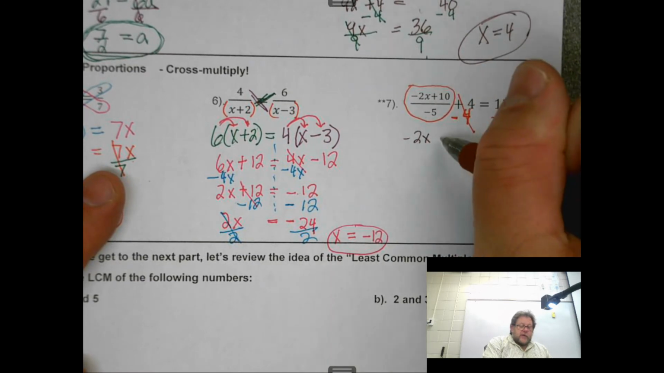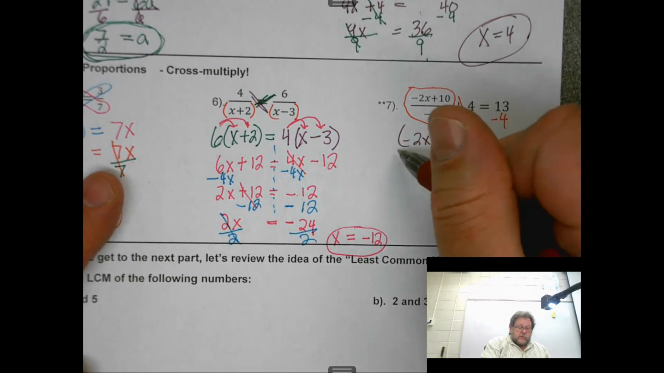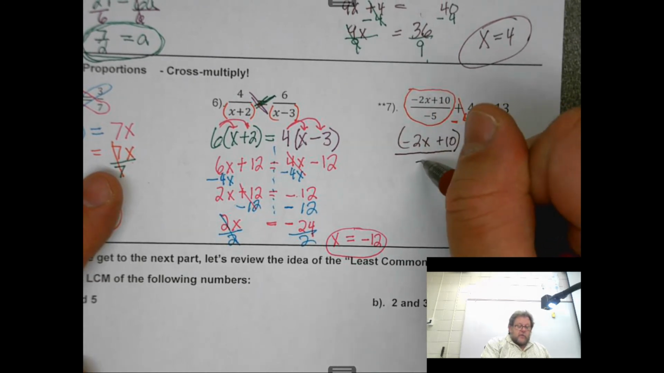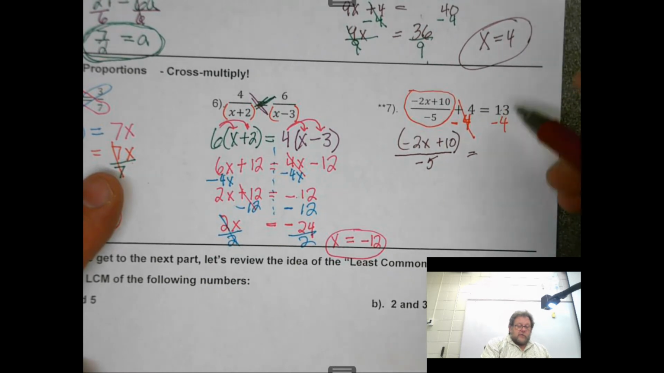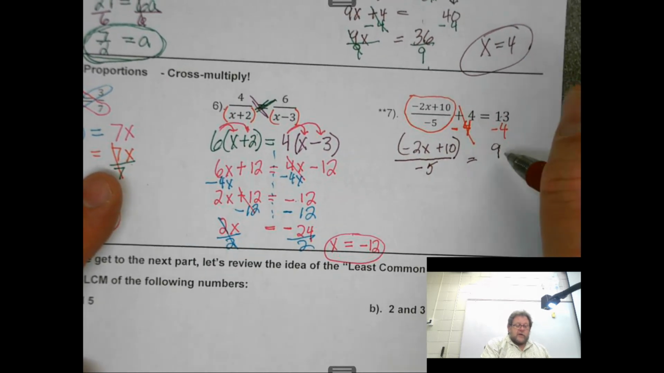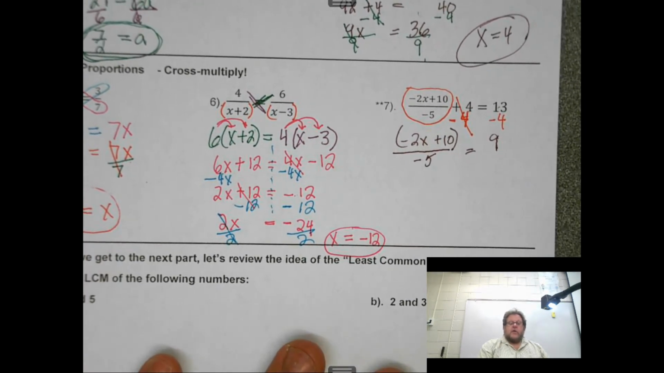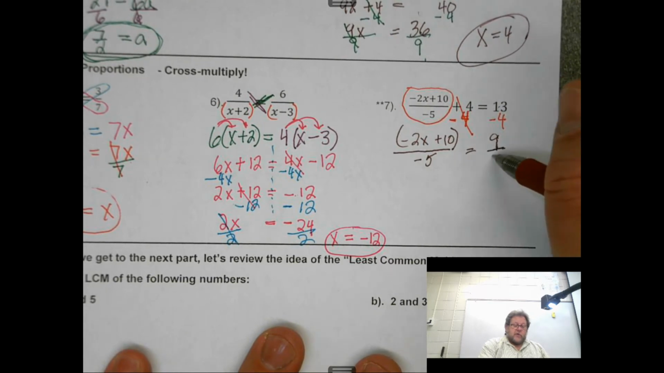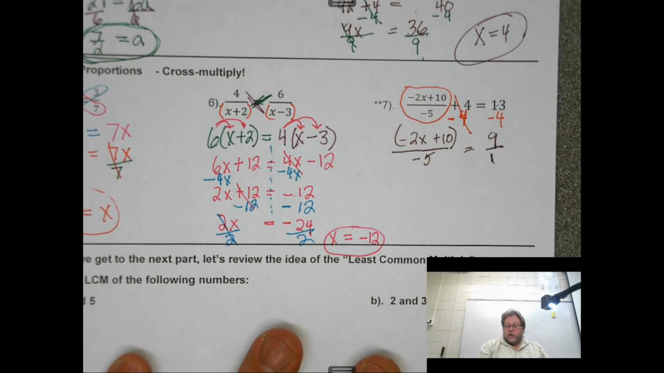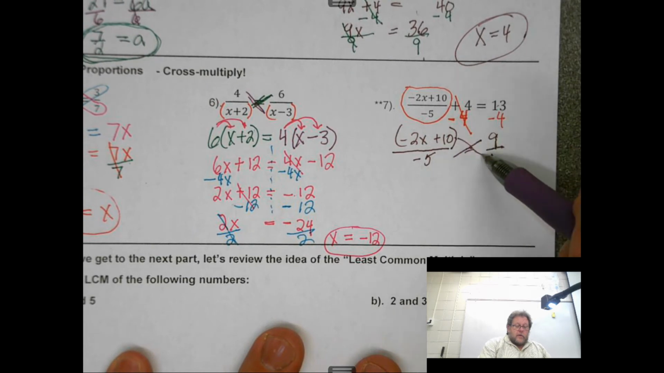And you're saying, well, I don't have a fraction equals a fraction. I can't do cross multiplication. But you do have a fraction on the right-hand side. A whole number can always be represented by the number 1. Go ahead and cross multiply. 1 times, well, negative 2x plus 10 times 1 is just going to be negative 2x plus 10. Anything times 1 is itself. Equals 9 times negative 5, which is negative 45.